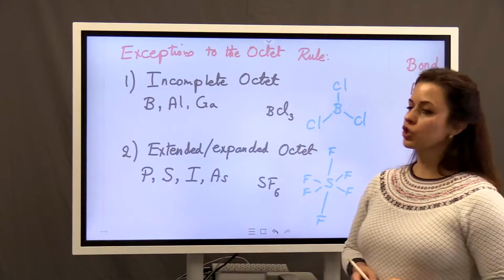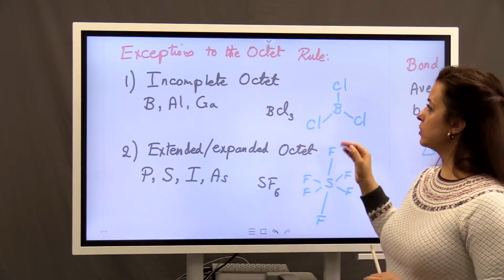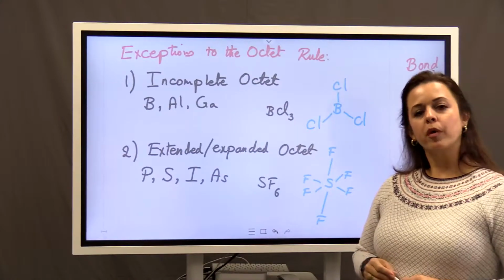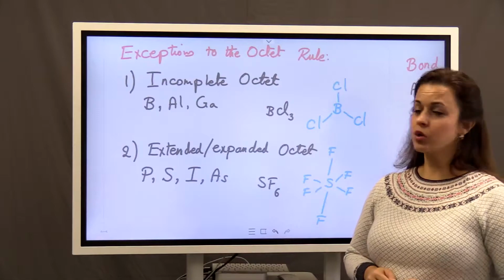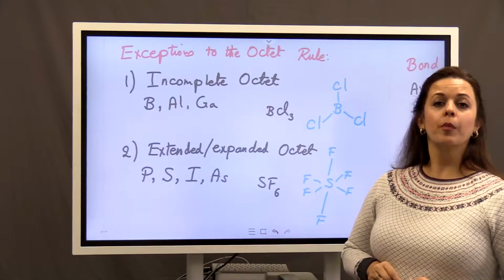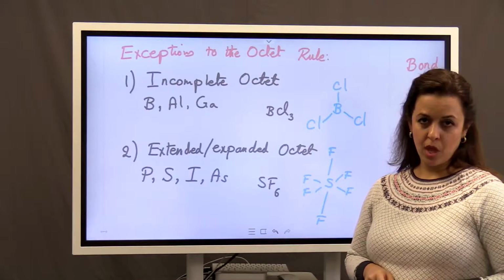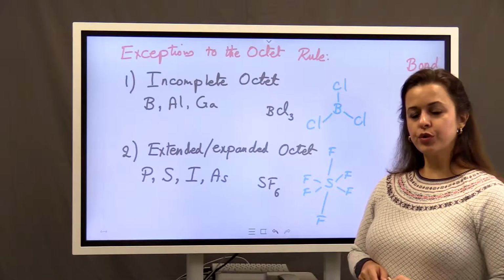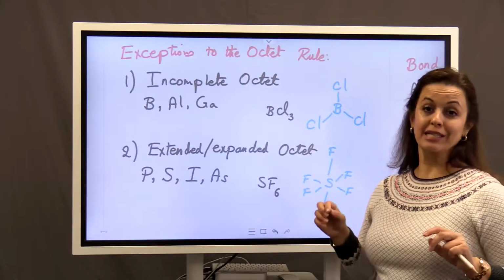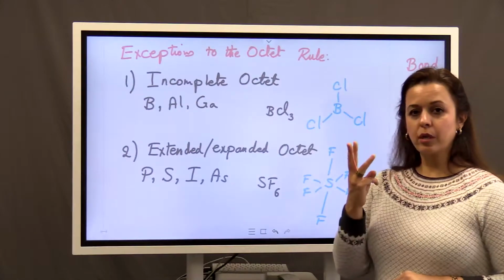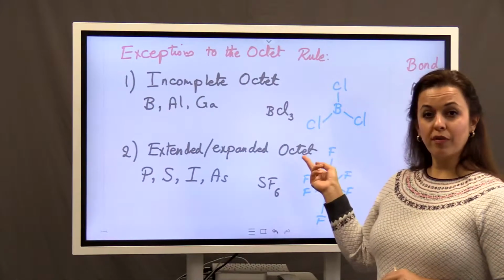In the last part of this chapter, I talk about the exceptions to the octet rule. You remember when we were drawing the Lewis structure of the compounds, I told you that we need to complete the octet on the central atom. It's true for almost all the atoms except some important exceptions. There are 3 types of exceptions. I just talk about 2 of them.